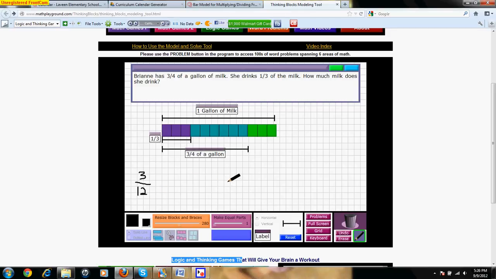Now let's go ahead and show this using an equation. We know that we started with 3/4, and it's very difficult for me to write with this pencil. Of is a word that helps clue us in that this is multiplication. 3/4 of a gallon, she drinks 1/3 of it. So 1/3 of 3/4.